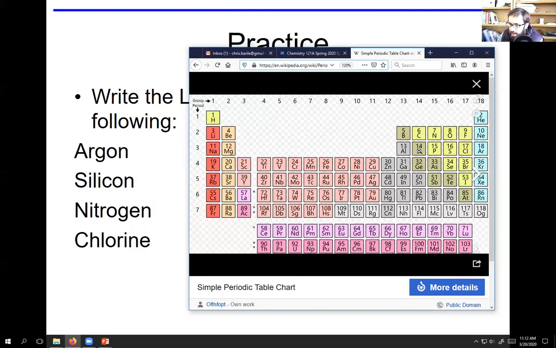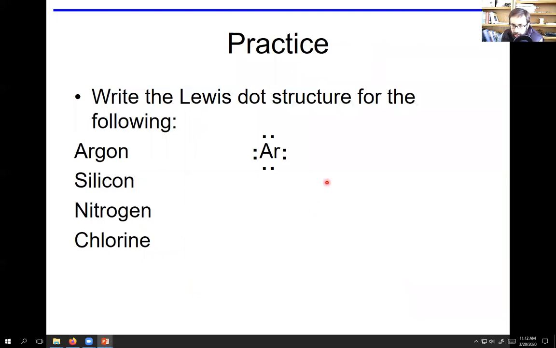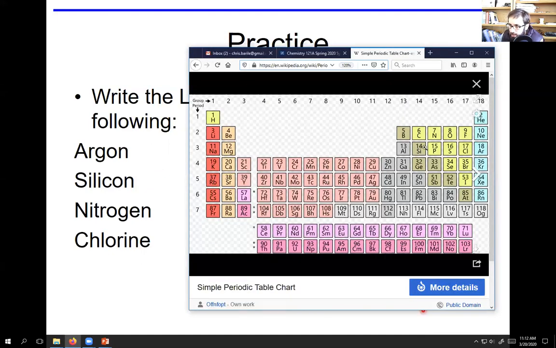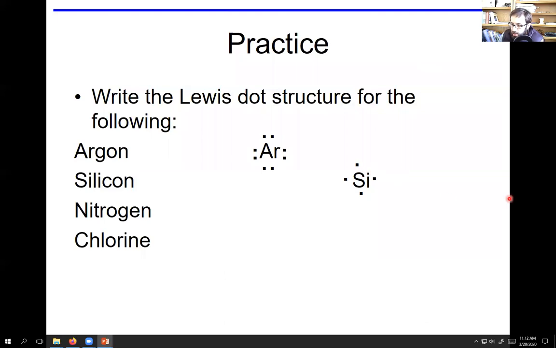Silicon is right here. It's in group 4, the 4th group. It has 1, 2, 3, 4 valence electrons. So how would we write that? Just like that, 4 separate electrons. We didn't pair them up. Nitrogen has 5, 1, 2, 3, 4, 5. So again, don't pair them up unless you have to. Once you get to the 5th electron, you're going to have to pair it up. It's going to look like that.